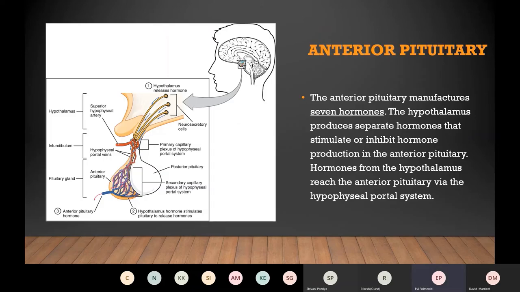Regarding the anterior pituitary gland, the difference from the posterior is that it actually makes its own hormones. There are 7 hormones produced, which we're going to talk about a little bit later. The hypothalamus produces, as we discussed earlier, stimulating hormones or inhibiting hormones. These hormones travel to the anterior pituitary via the hypophyseal portal system. The portal system is a bit of a complex system of capillaries, and it is mainly formed by the superior hypophyseal arteries and the inferior hypophyseal arteries.